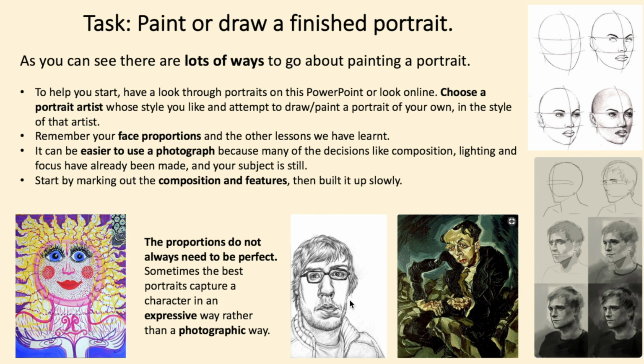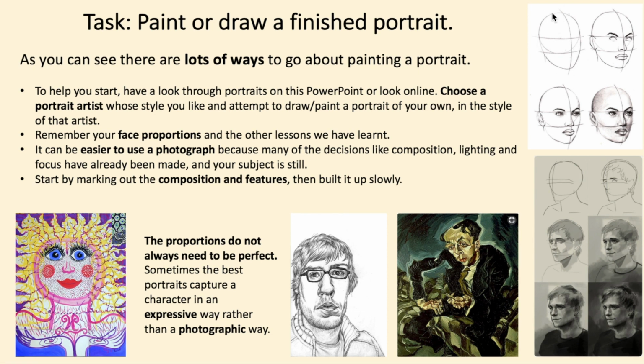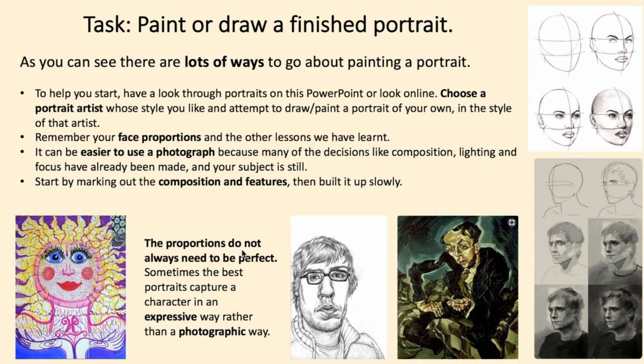You can also look back through the lessons that we've already done. The face proportions, remembering that the eyes are halfway down the face, and the body proportions, remembering that the pelvic bone is halfway down the body, so your legs are half the length of your body. And like we did before, the way to start is to sketch out the simple shapes. So look at your geometric shapes, put in your measurements, and then build up the detail piece by piece. The proportions don't need to be perfect. Sometimes the best portraits manage to capture a character of a person without being photographic.